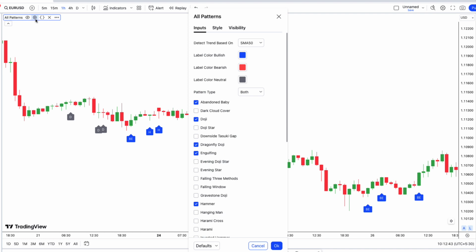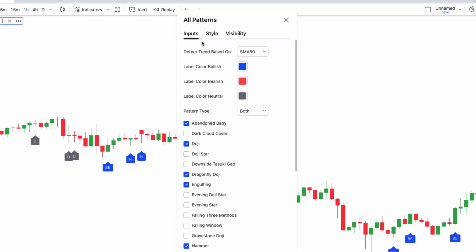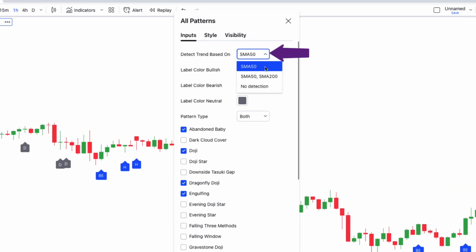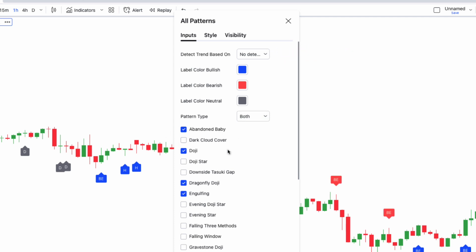If we head over to the Indicator Settings tab and click on the Input tab, we can see the following. Currently, the trend is detected based on a 50-period moving average. Let's remove this. Next, we can see that only a few candlestick patterns have been selected. We will change this and check only the most popular candlestick patterns. The first one we will keep enabled is the doji candlestick.